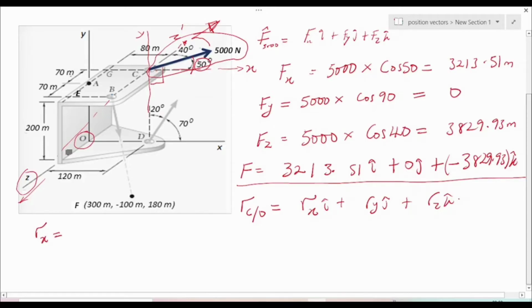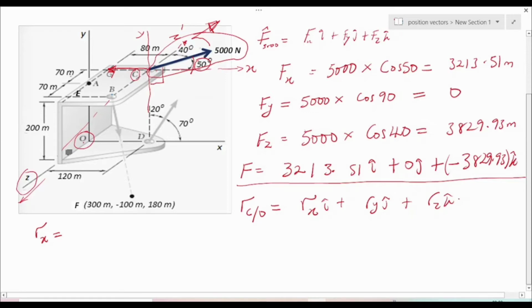The first one is Rx. To get Rx, we are looking at how one can travel from this point C to point O. And to travel from point C to point O, one may need to travel along this x-axis first. To travel along this x-axis, one would have moved a distance of 80 meters.